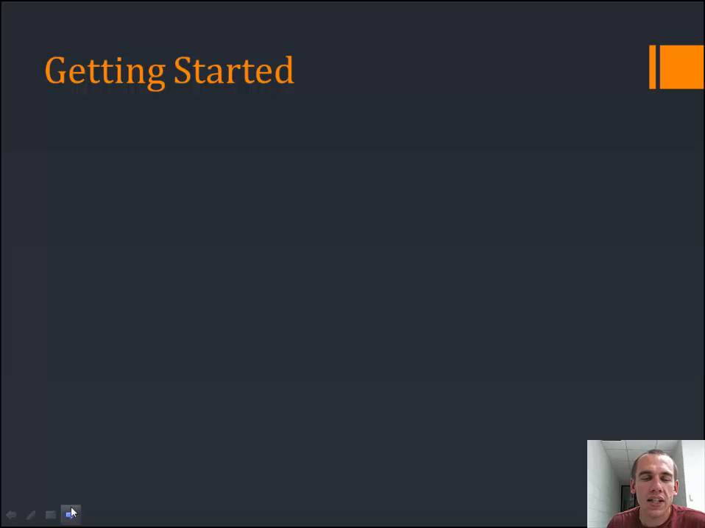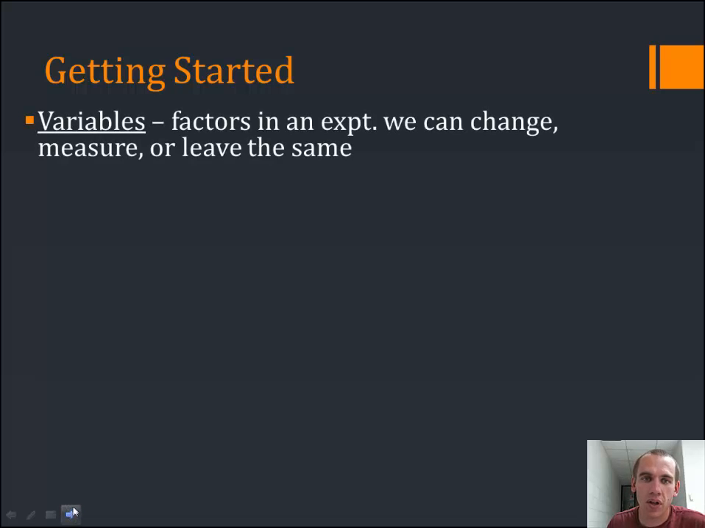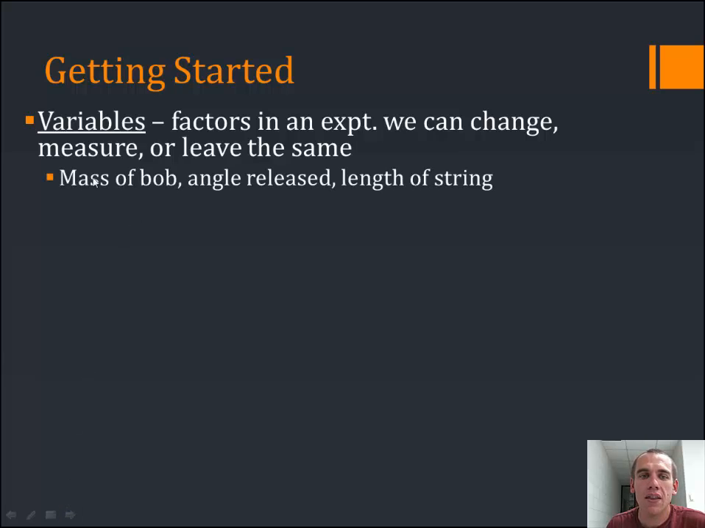Now, we're getting started today with a pendulum lab. A pendulum is a pretty straightforward thing, and hopefully you've noticed there's not that many things on the pendulum that you can manipulate or change, and things that you can change are called variables, and we can change them, we can measure them, we can prevent them from changing, depends on what we're doing in our experiment. With a pendulum, there's really only three.